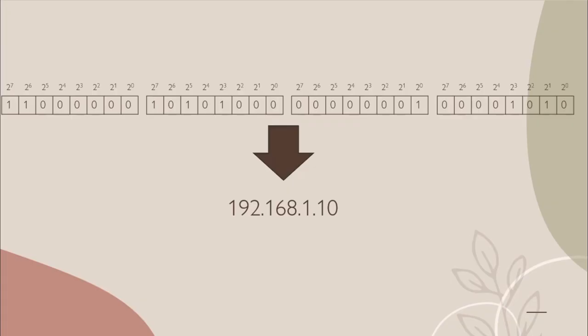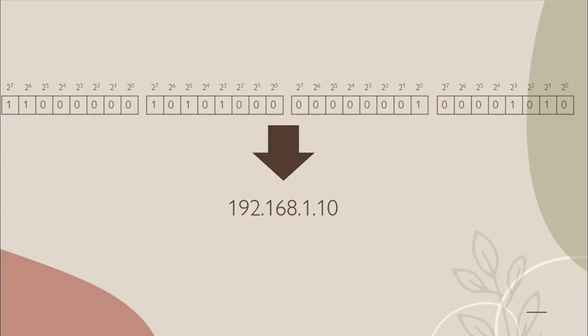We should start this conversion from the rightmost to the left. First of all, we should apply the place value for each and every octet. And then we should consider only the positive values. And we should add all the positive values in each octet. And finally, we will get the IP address.